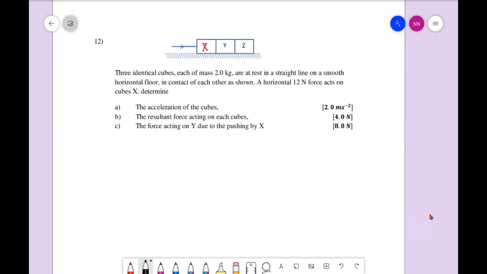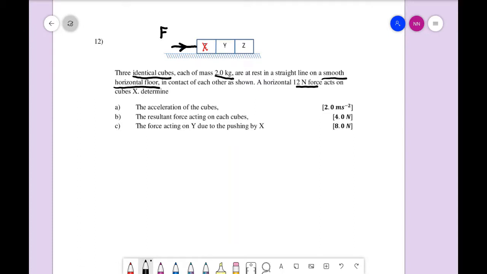Number 12, three identical cubes. That means they have the same masses. Each of mass 2 kg are at rest in a straight line on a smooth horizontal floor. That means there is no friction in contact with each other, as shown. A horizontal 12 Newton force. So this is the force F.